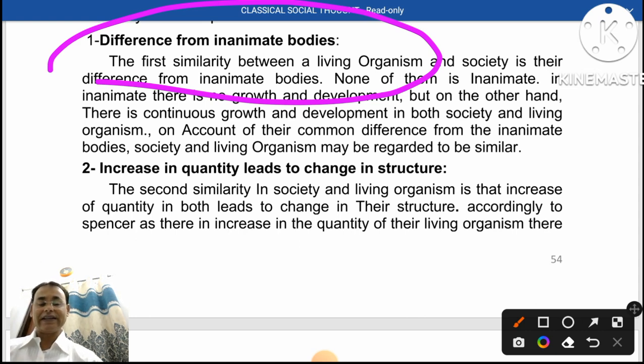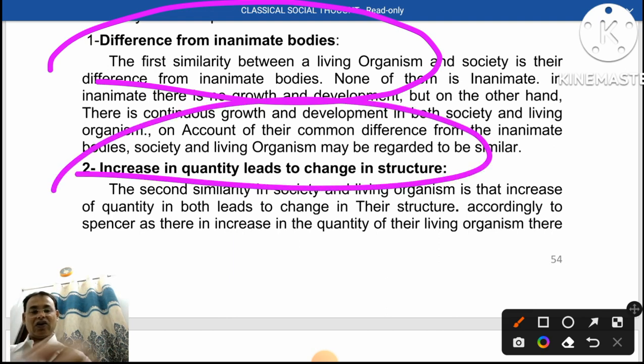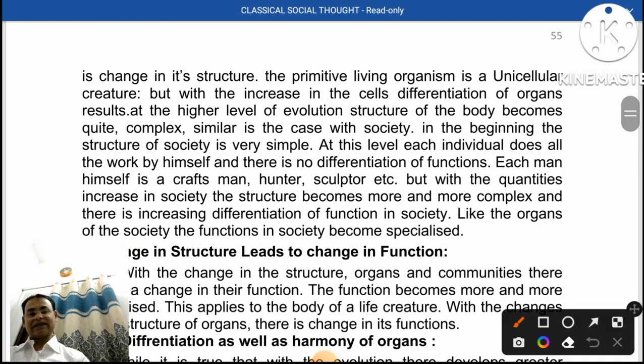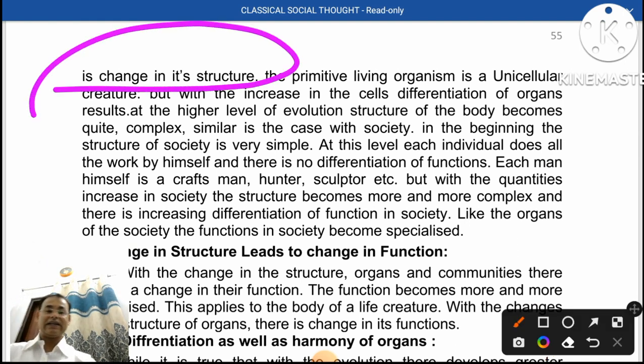Increase in quantity leads to change in structure. The second similarity between society and living organism is that increase of quantity in both leads to change in their structure. So as quantity increases, their structure changes. According to Spencer, as there is an increase in the quantity of a living organism, there are changes in structure. In the same way, society changes.